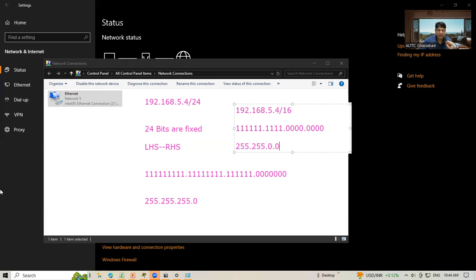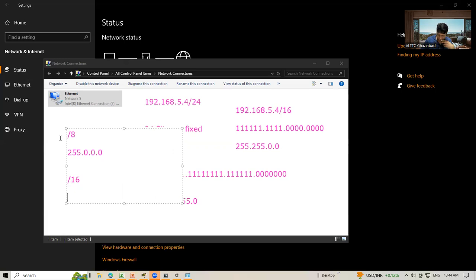In class A IP, what is the subnet mask? The first 8 bits should be 255, and the rest all should be 0. In class B? Class B is 16, so the first two are 255.255.0.0.